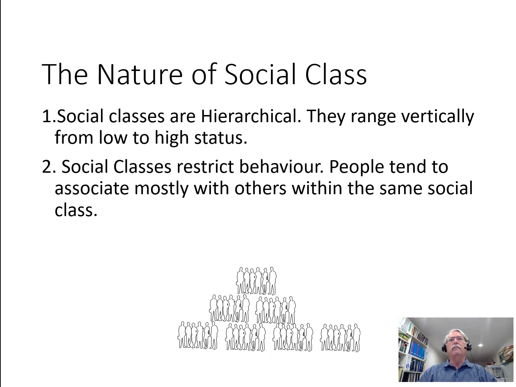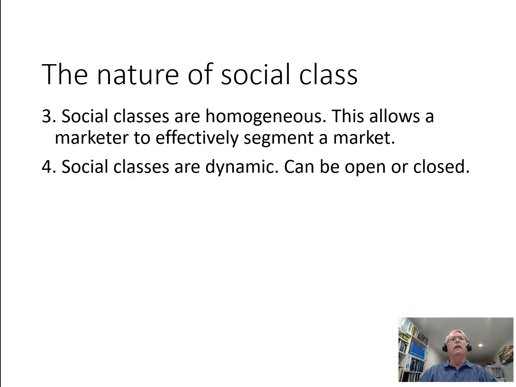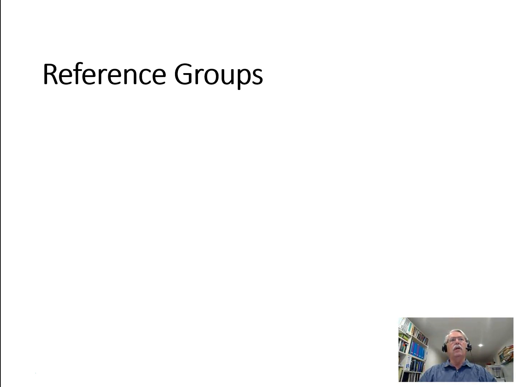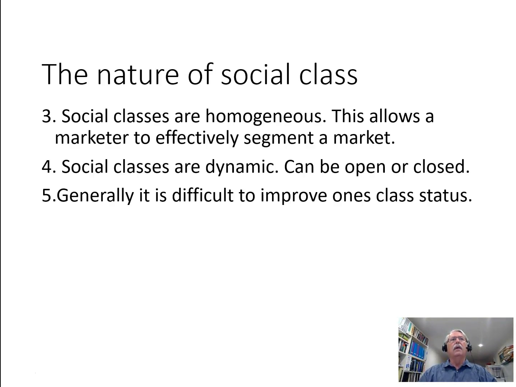For example, you could be a member of a social class as well, such as an occupational group. They tend to restrict behaviour. People tend to associate mostly with others within the same social class. Some social classes are homogeneous. This allows a marketeer to effectively segment a market. And one of the great things about marketing is this tool of segmentation. They are dynamic and they can be opened or closed. So generally, it's difficult to improve one's class status once you're in a particular social class.